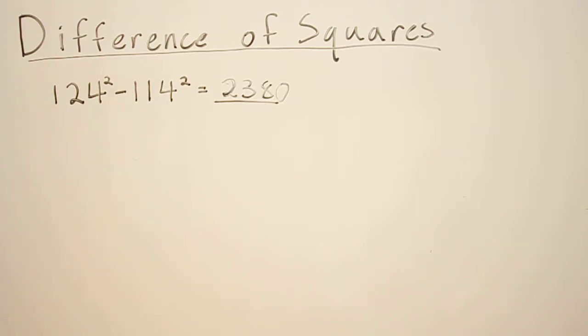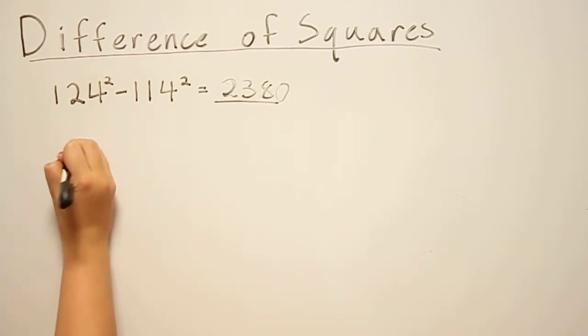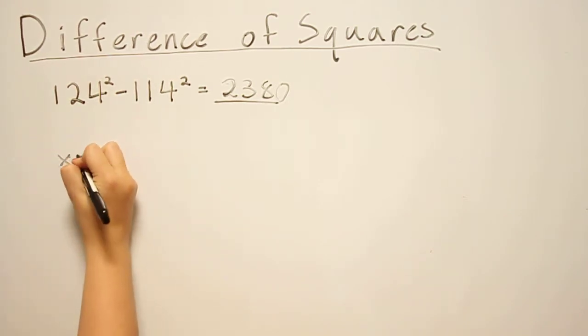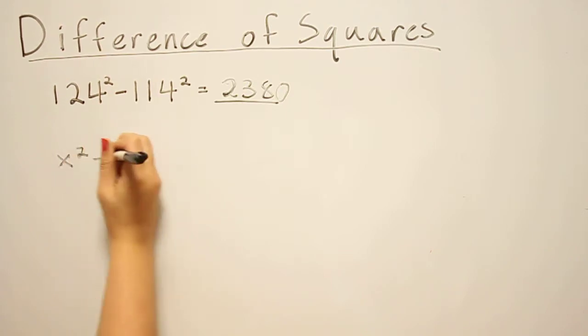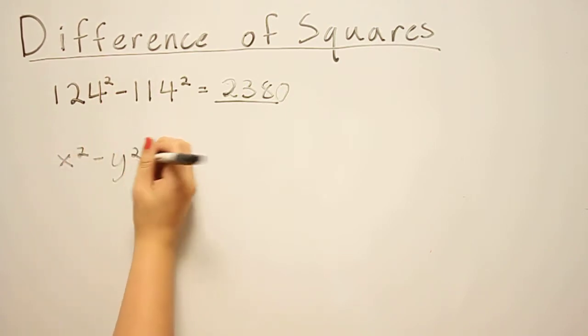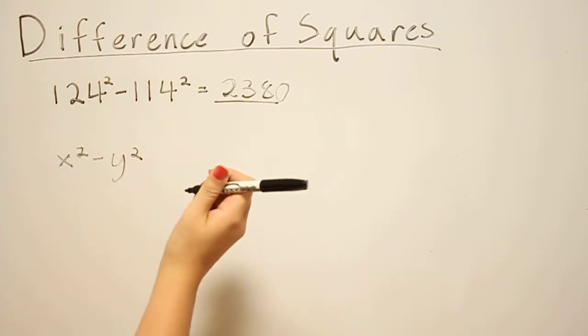Instead, I just used a cool algebra trick appropriately called difference of squares. How does this trick work? Let's generalize difference of squares. Say we just had x squared minus y squared. Can we factor this?